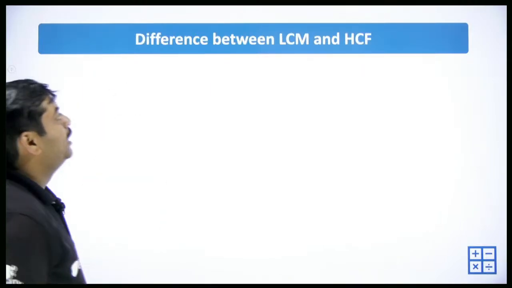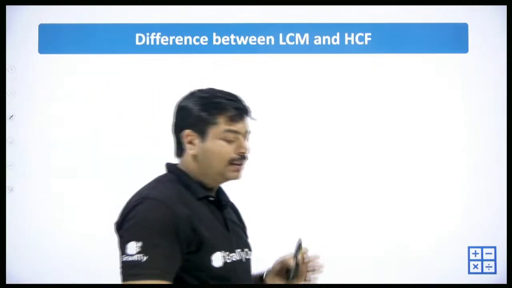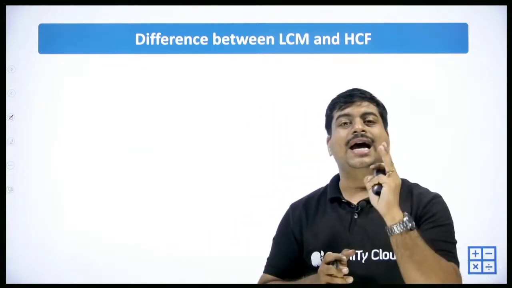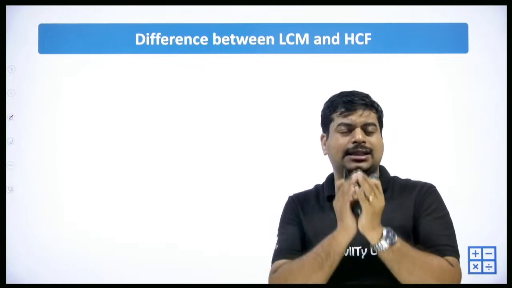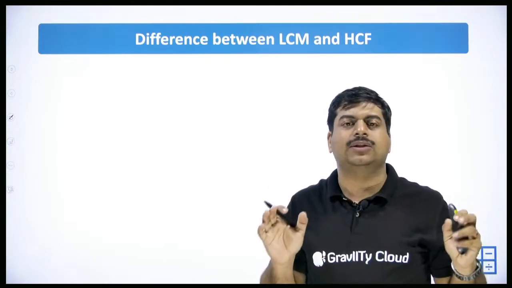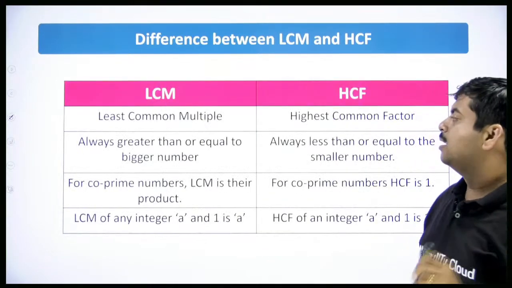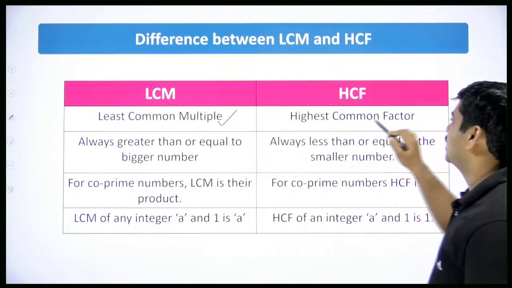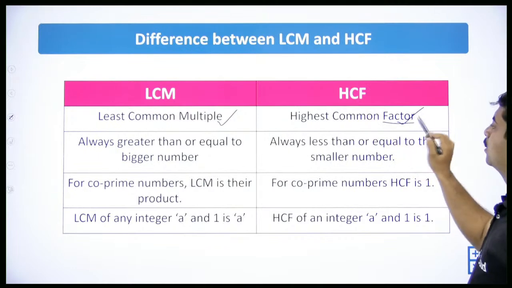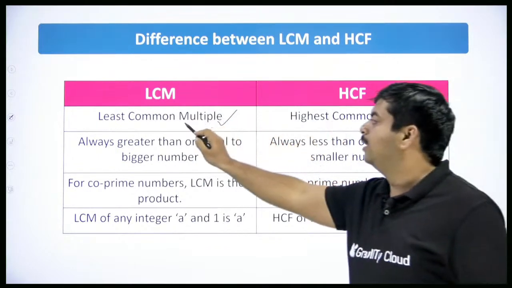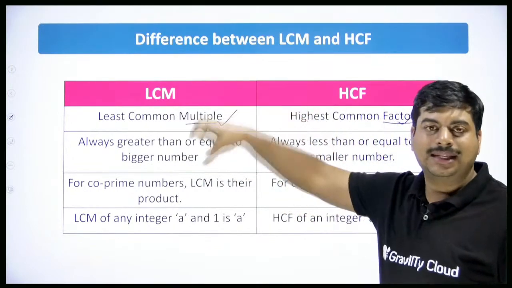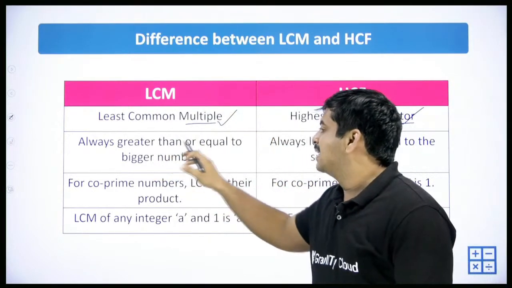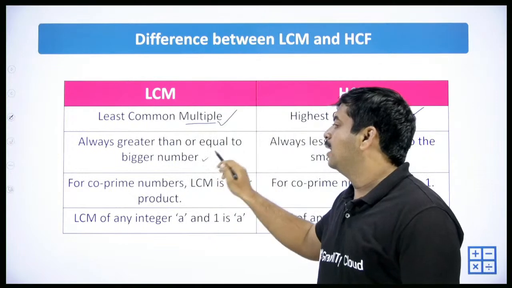Difference between LCM and HCF. We have discussed what is least common multiple as well as what is the highest common factor. Let's try to have the difference of these two. LCM is least common multiple. HCF is highest common factor. This is common multiple. This is common factor. Here it is least. Here it is highest. LCM is always greater than or equal to the bigger number.